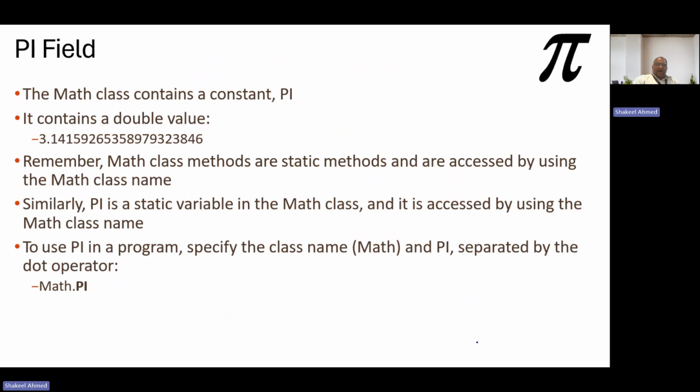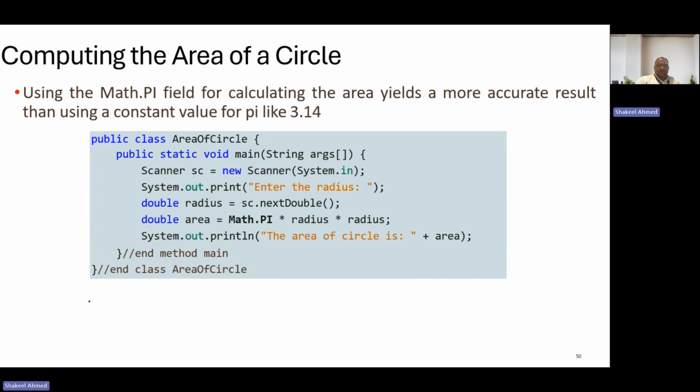Similarly, we have a pi field, where the math class contains a constant pi value, and you can use that pi value as 3.1415. So math class methods are static methods, accessed by using the math class name directly, like I mentioned to you before. Similarly, pi is a static variable in the math class, and it is accessed using the math class name. So to use pi, you have to use Math.PI.